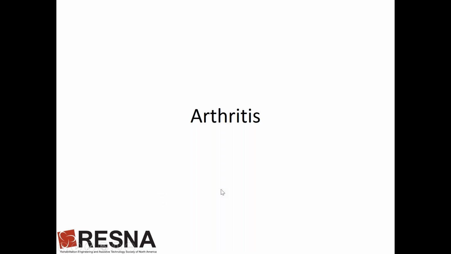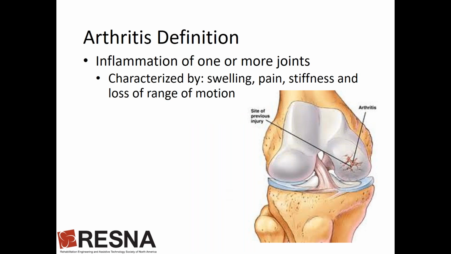We are going to proceed with arthritis. So arthritis is an inflammation of one or more joints, and the characterization is swelling, pain, stiffness, and loss of range of motion. So if you think about it, you have a lot of pain and stiffness, and so then you stop moving it or you start guarding it, and then that's when you get your loss of range of motion.